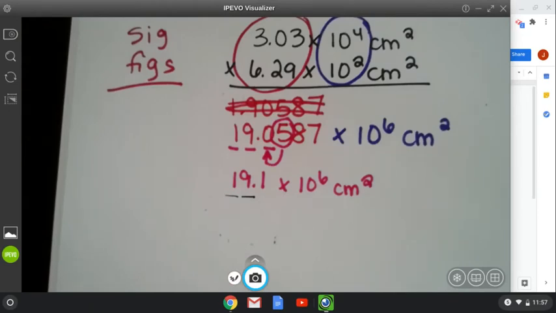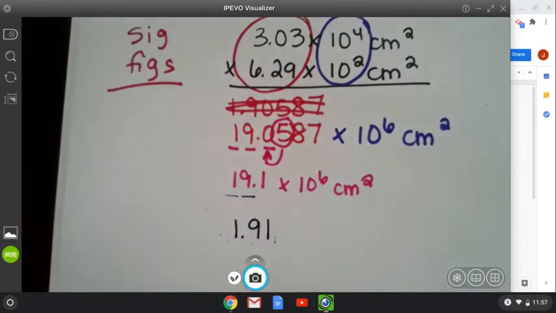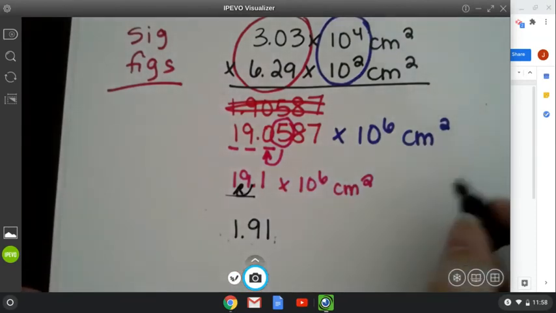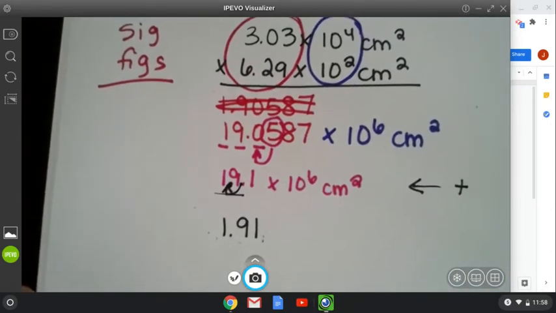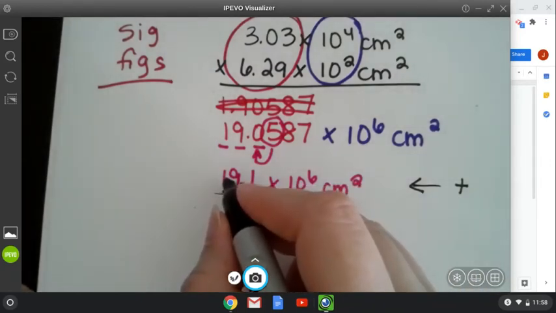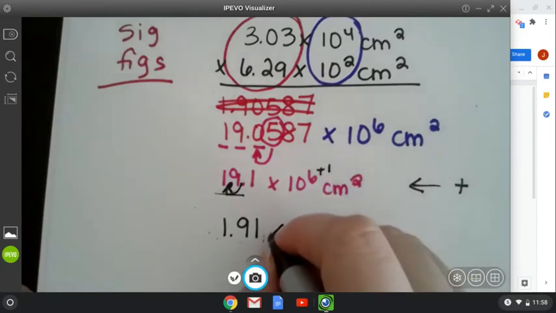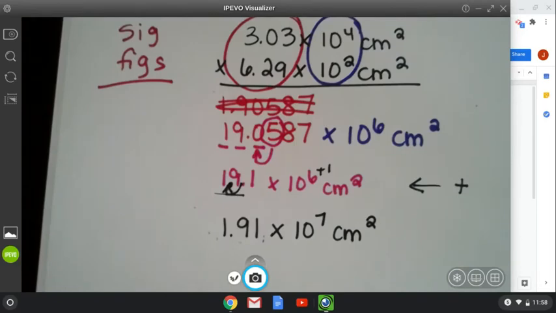Okay, we're going to turn this into 1.91 because we want our decimal place there. So I'm moving it over this way. Since I'm moving this way, I have to add to my exponent. So instead of 10 to the 6, I'm moving over 1, so I need to add 1. Now I have 10 to the 7th centimeters squared, and that would be my proper final answer. So that's multiplication.